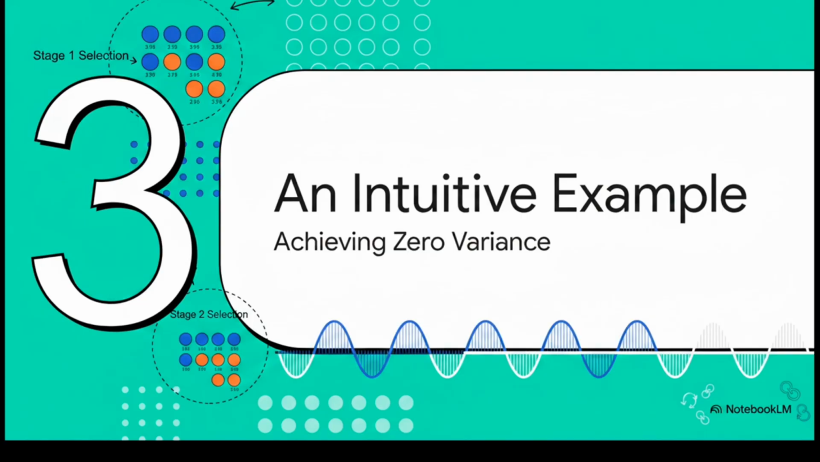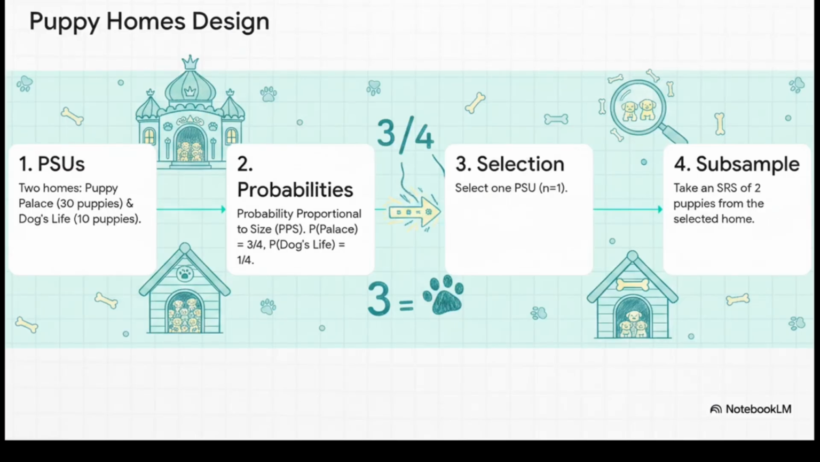Let's make this all concrete with a really simple, intuitive example. This is going to show you just how incredibly powerful this method can be when we're clever about how we choose our sampling probabilities. Okay, imagine our entire universe consists of just 2 puppy homes. We've got Puppy Palace, which is large with 30 puppies, and then there's Dog's Life, a smaller place with only 10. Our goal is simple.